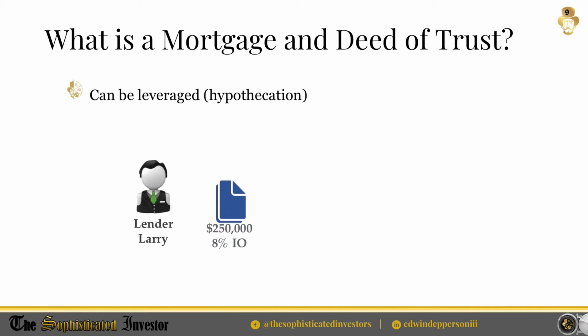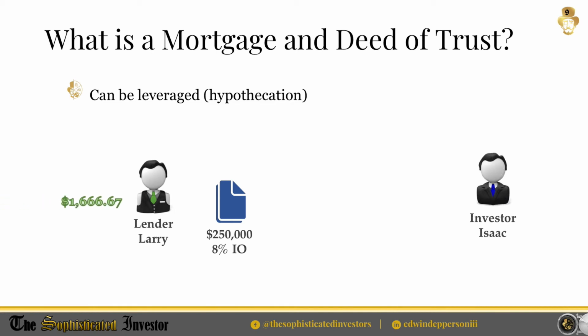The third aspect, which is very interesting, is a mortgage and a deed of trust can be leveraged. So Larry the lender has this promissory note, again, $250,000 at 8% interest only. If you do the math, that means Larry is earning every month $1,666.67. Larry reaches out to investor Isaac, and Larry wants to be able to recoup some of the $250,000 back so he can make another loan. Well, investor Isaac says, I like the note. However, I'm not willing to buy it at face value. Would you consider $200,000?